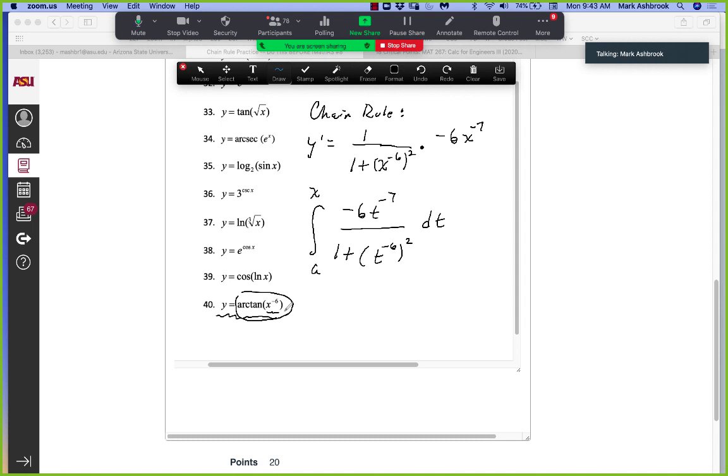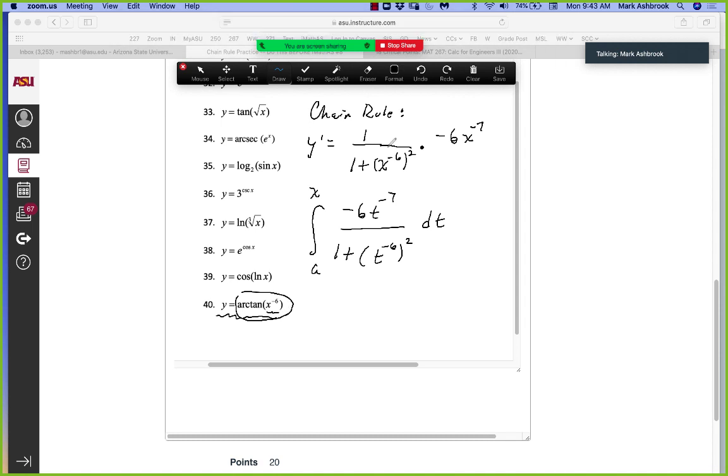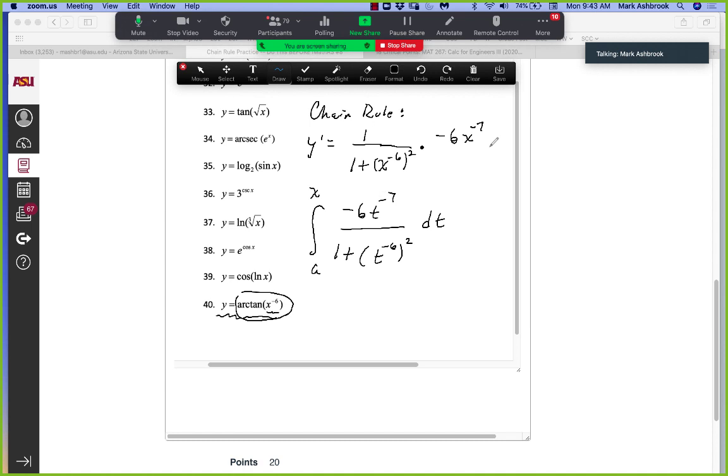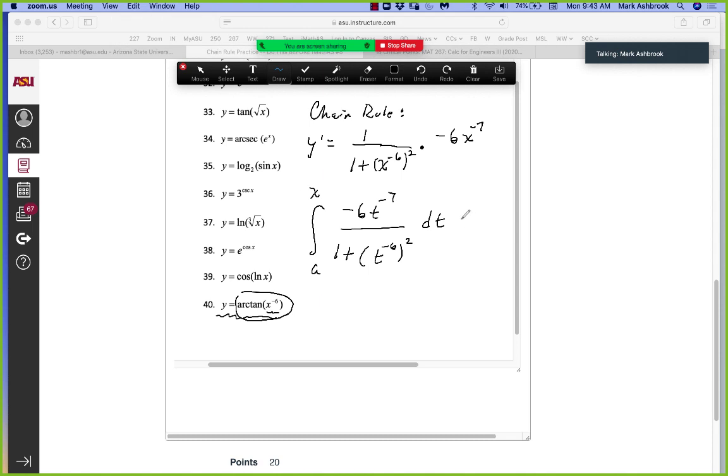So knowing that the rate of change of this function is this one, we also know something else. If we have an open form net accumulation function like this, we know what its closed form is. What's the closed form version of this? Well, it's the antiderivative of this, which is arctan of t to the negative 6, from a to x.